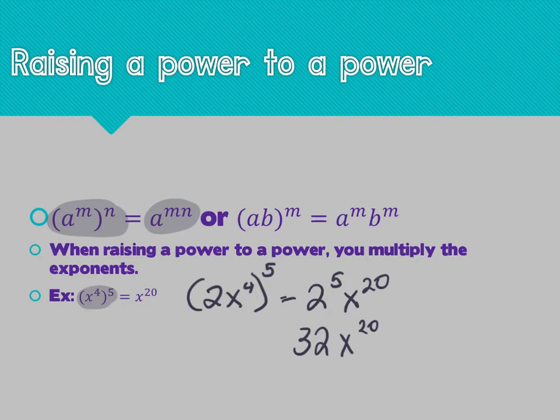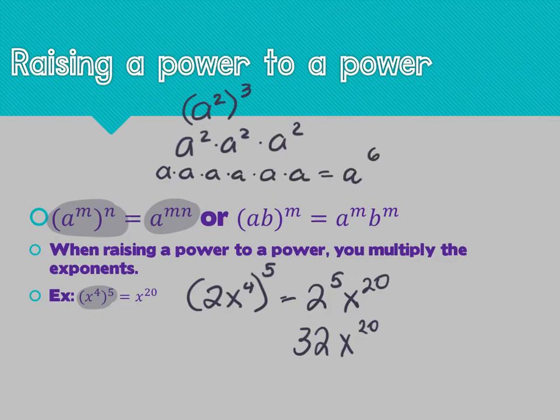So multiplying we add, raising to a power we multiply. Again, you never do the actual thing that you think you're supposed to do here. And if you were unsure, I wouldn't want to do it with x to the 4th to the 5th, but if I had like a squared to the 3rd, that means I have 3 a squareds. So a squared times a squared times a squared, which is a times a times a times a times a times a. You count those up, and there's 6 a's. But obviously, I wouldn't recommend having to write out x to the 20th like that. So just make sure you remember your rules.